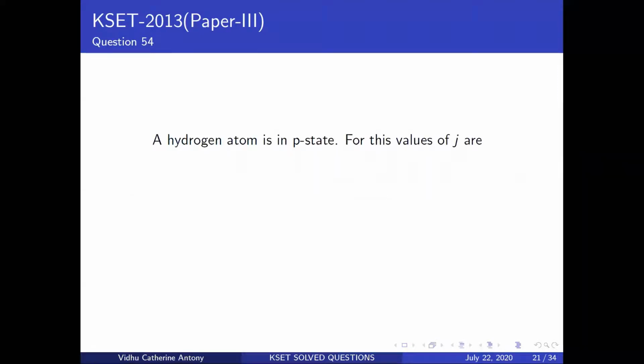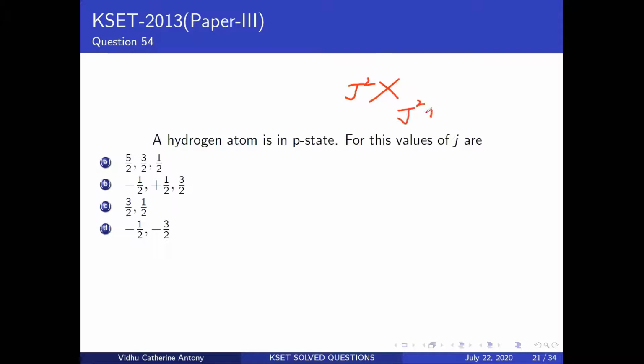Now this is quite a simple question, if you remember how to add angular momentum. For a hydrogen atom in the p state, what are the values of J? I think a lot of people make a mistake in calculating these J values. There are two things you need to note. You're not calculating J squared. If you had to calculate J squared psi, you would have j into j plus 1 into h cross squared and all that. That's not what you're calculating. Leave that out of the equation.